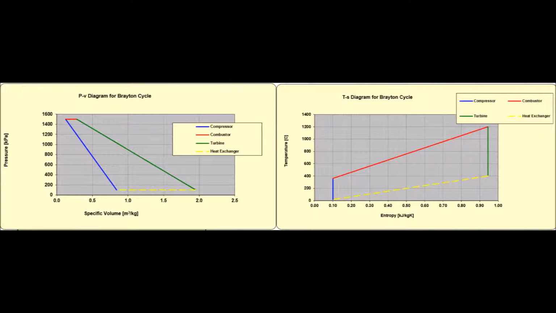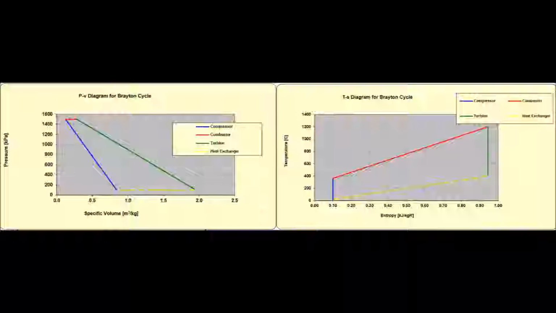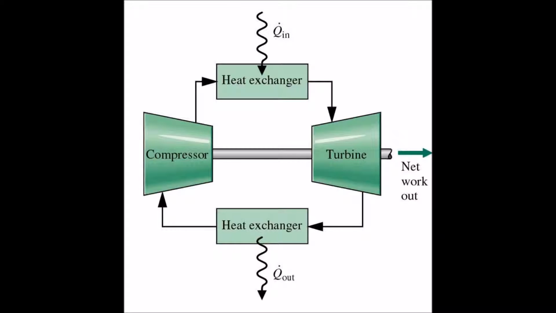in the Brayton cycle. So in order to calculate the components of the Brayton cycle, one has to account for heat losses. This concludes my introduction to the Brayton cycle.